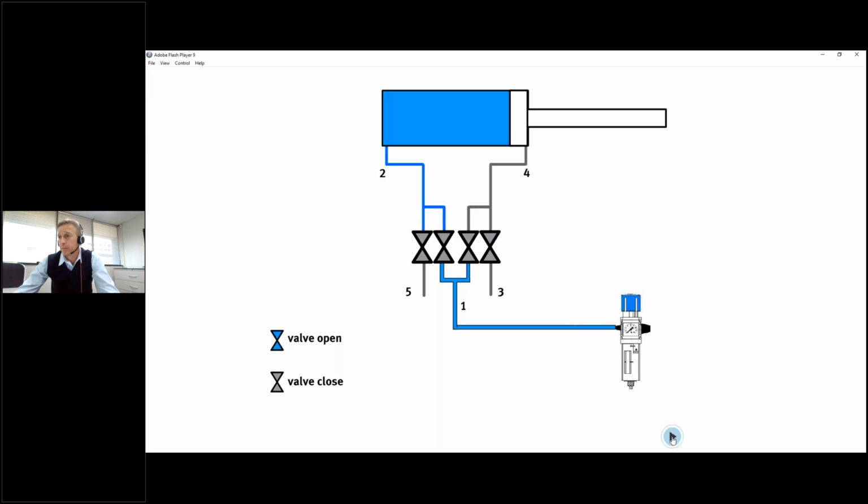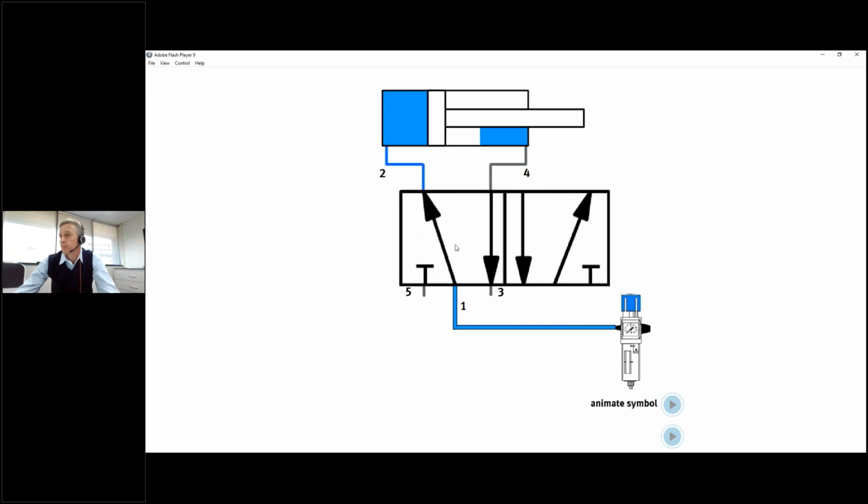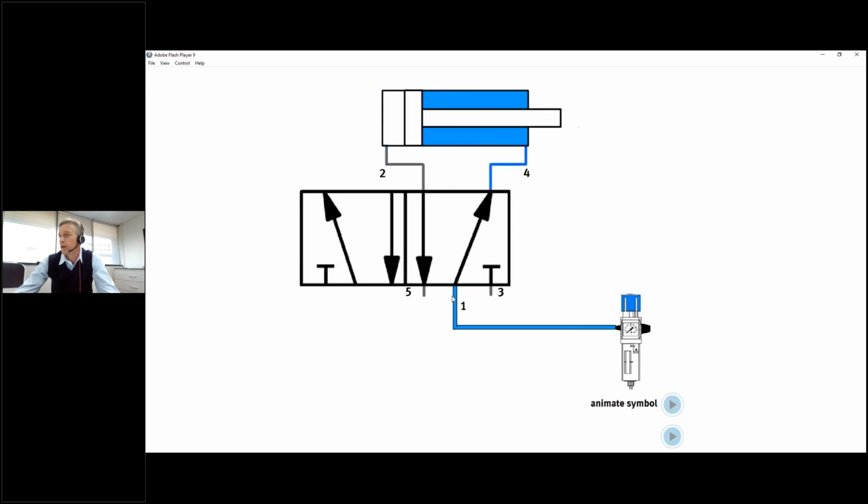Similarly, if we have to move back, then we need to open port 1 to port 4, connect port 1 and 4, and connect port 2 and 5. So port 1 and 4, pressurized air in the front of the piston, and port 2 and 5, air is exhausted to atmosphere. If we look at the valve symbol, we will see that port 1 and 2 are connected, and port 4 and 3 are connected, exhausting to atmosphere. And if we move over, port 1 and 4 are connected, and port 2 and 5 are connected.